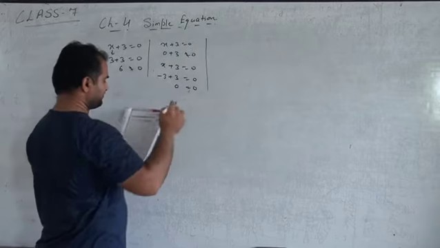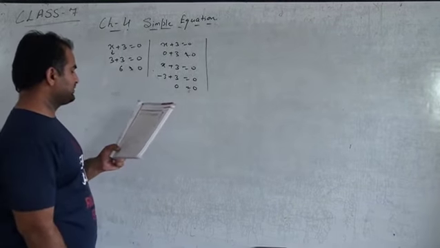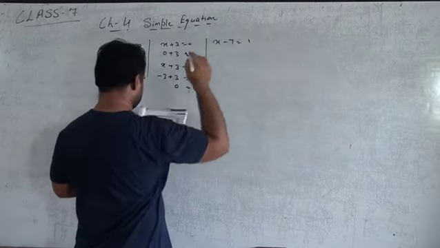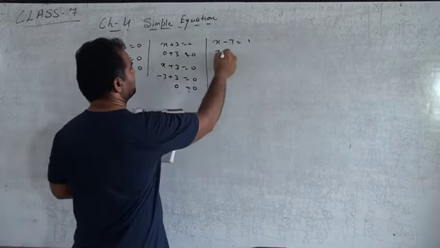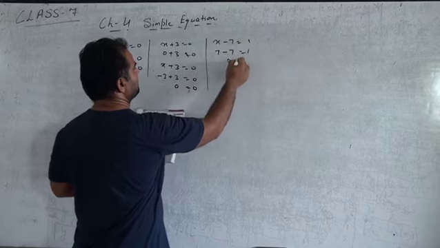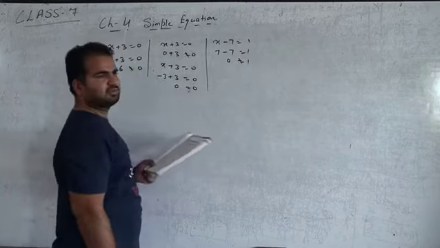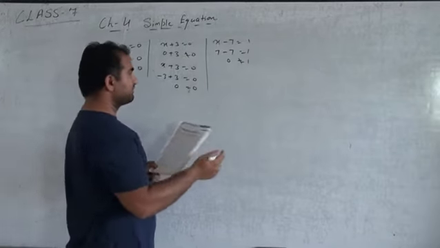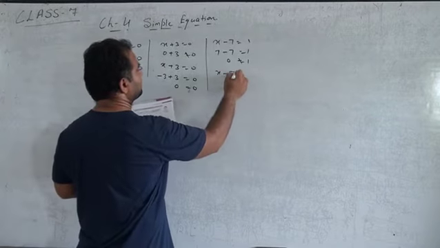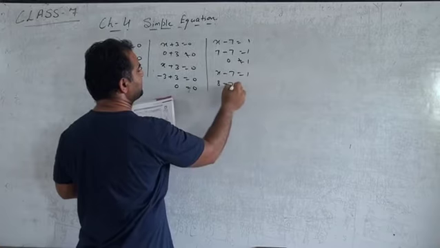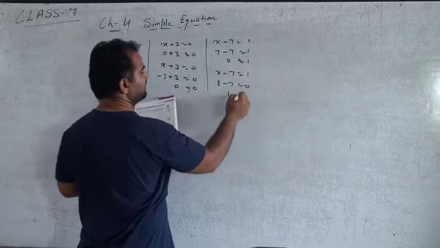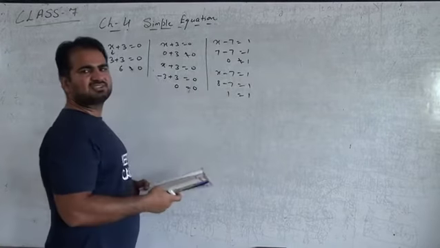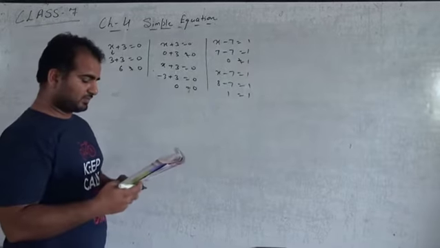Next question is x minus 7. Because the equation is x minus 7 is equal to 1. So 7 minus 7 equals to 1. It is not possible because 7 minus 7 is 0. Okay, next is what we have to do? x minus 7 equals to 1. We have to place 8. 8 minus 7 equals to 1. And 1 is equal to 1.